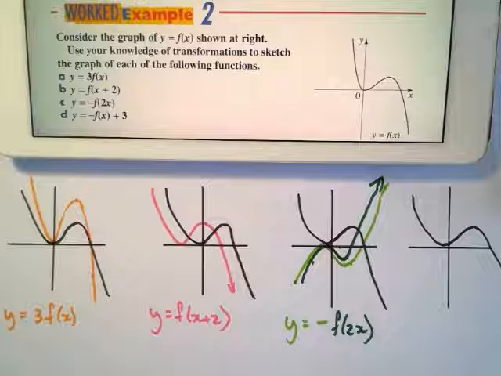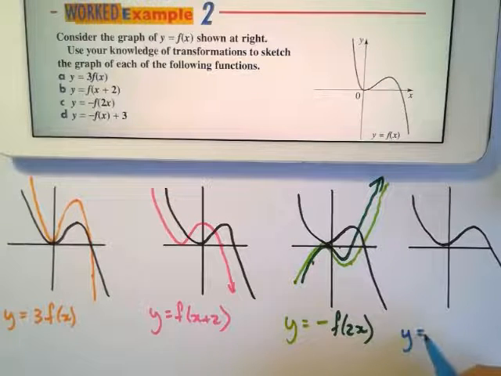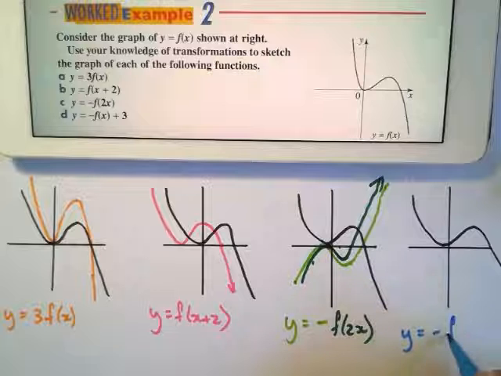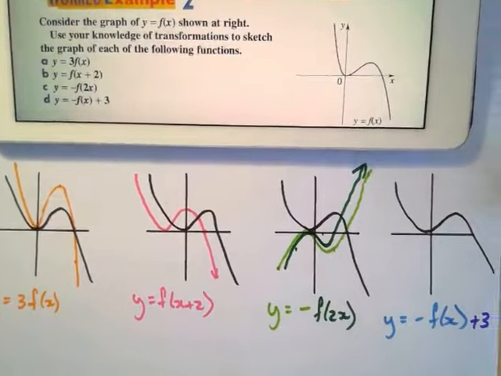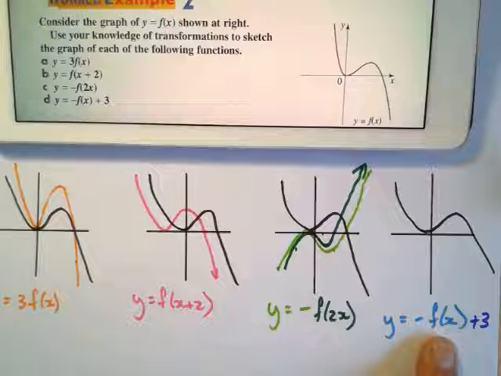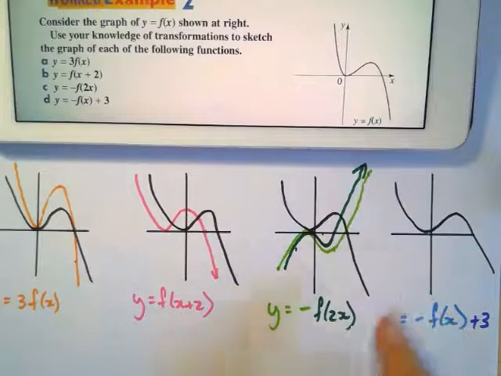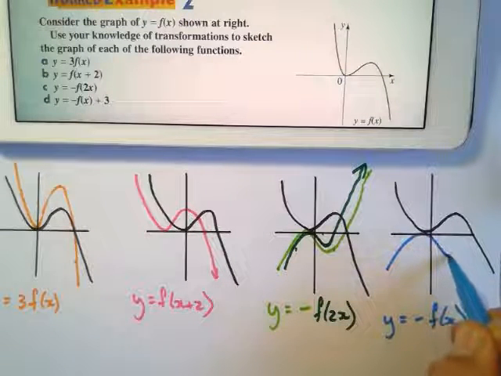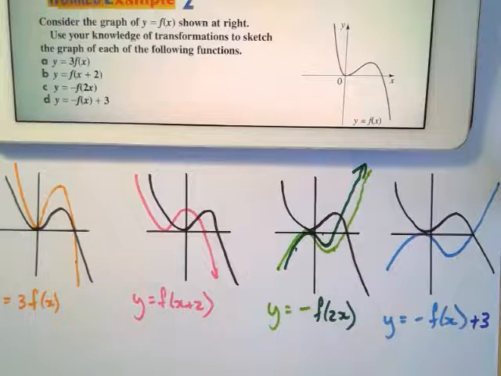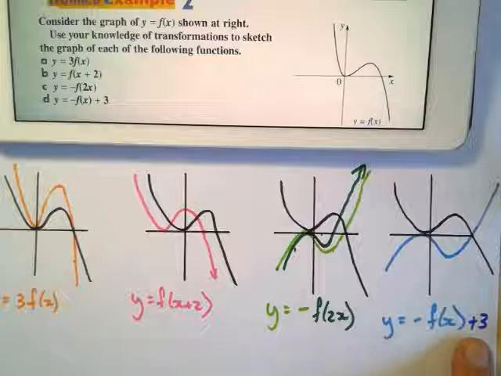Our last example, y equals negative f(x) plus 3. Negative f(x) plus 3. So again, there are two things that happen. First, the y values are reflected, which means instead of looking like that, it's now reflected in the x-axis. It looks like that, but that's not our final one. Our final one is now plus 3. So all my y values, this is y, are added to 3.